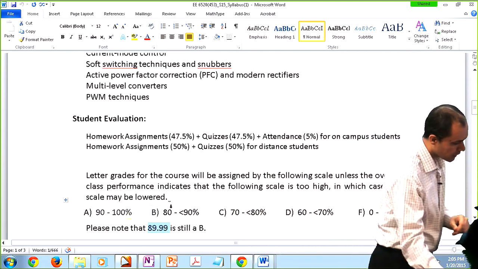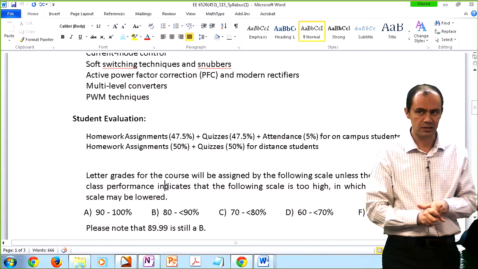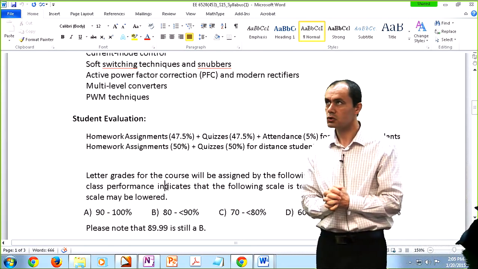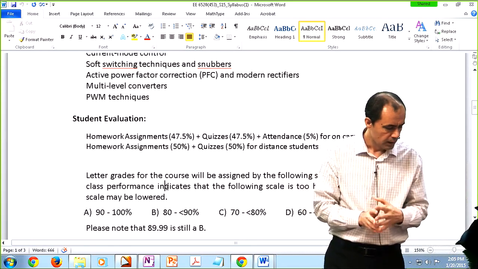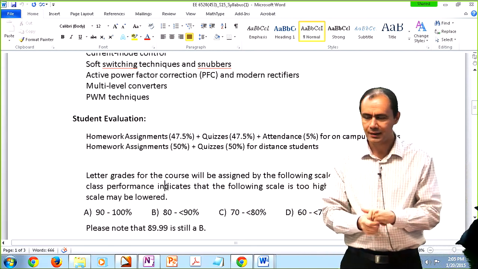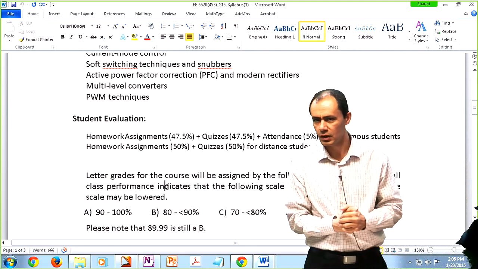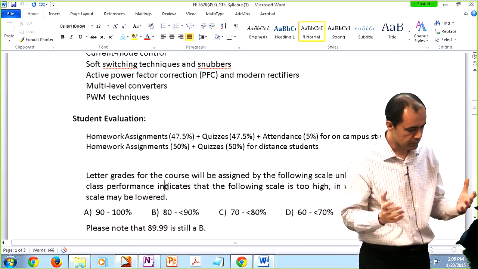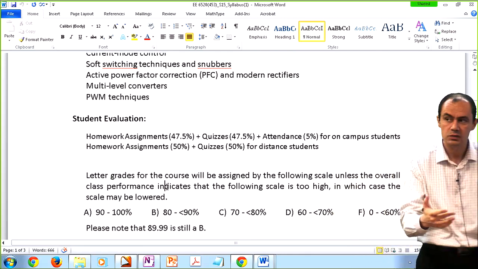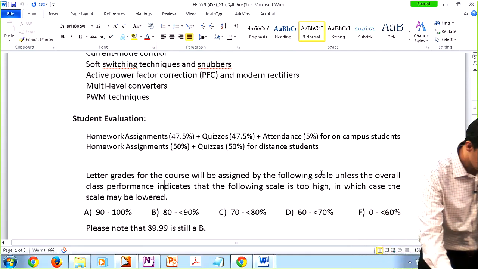If I remember correctly, last time that I taught this class, which was the fall of 2012, I believe, I would say almost everybody got an A. We had a few students who got a B, basically. I wouldn't say it's an easy class, but everybody was very, very enthusiastic about the topic.